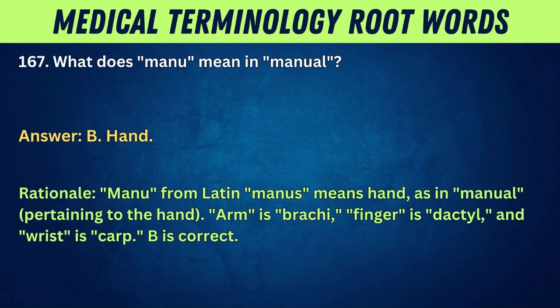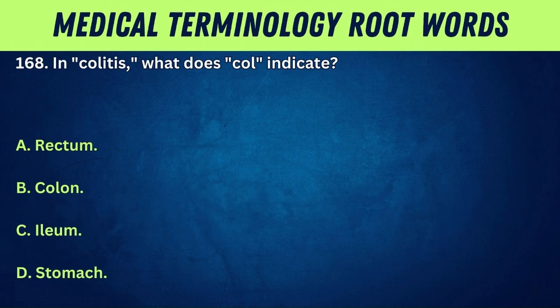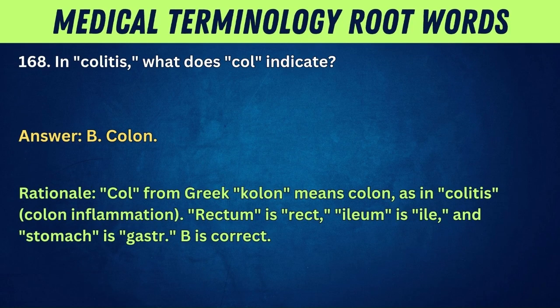B is correct. 168. In colitis, what does col indicate? A. Rectum. B. Colon. C. Ileum. D. Stomach. Answer: B. Colon. Rationale: col, from Greek colon, means colon, as in colitis, colon inflammation. Rectum is rect, ileum is ile, and stomach is gastr.